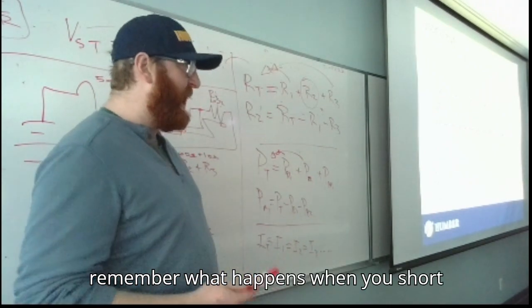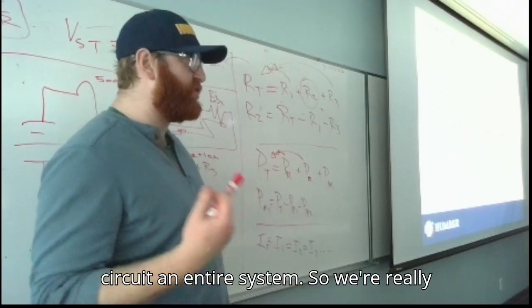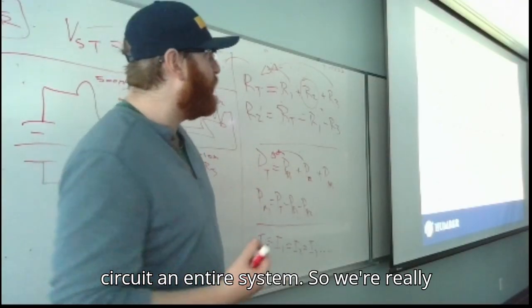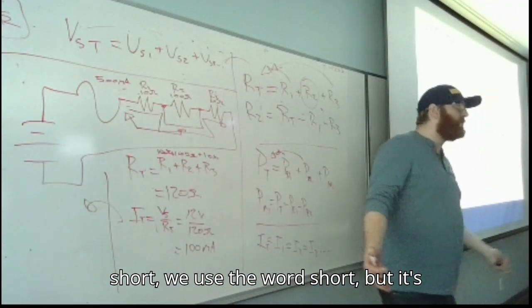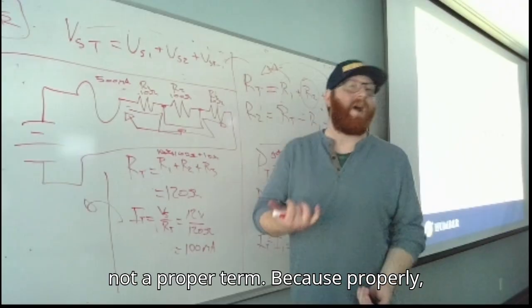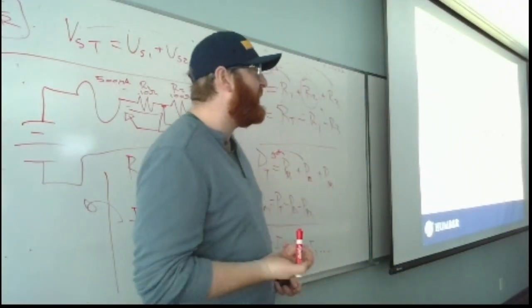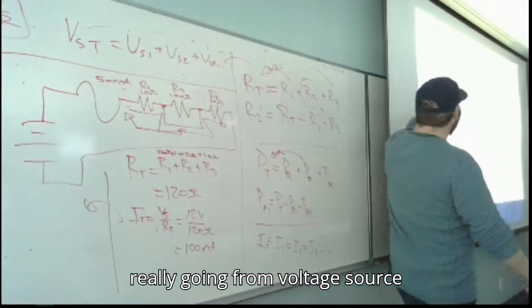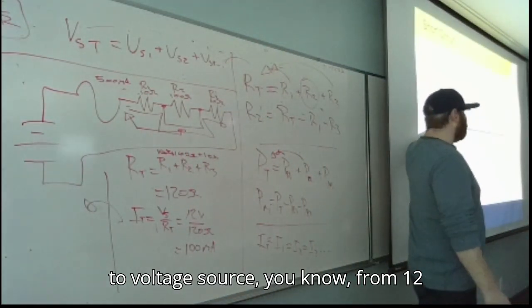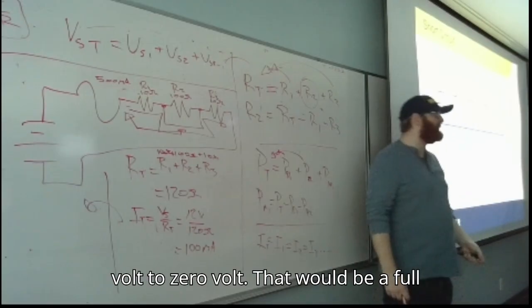But remember what happens when you short circuit an entire system. So we're really calling this a bypass. I use the word short, we use the word short, but it's not a proper term. Because properly, if you were to short a circuit, it's really going from voltage source to voltage source, you know, from 12 volt to 0 volt.